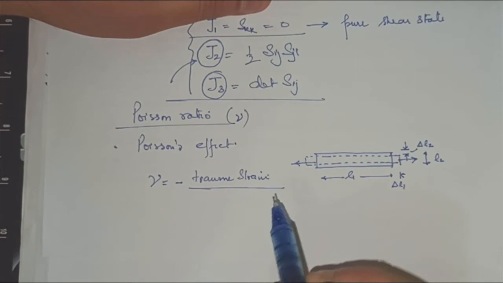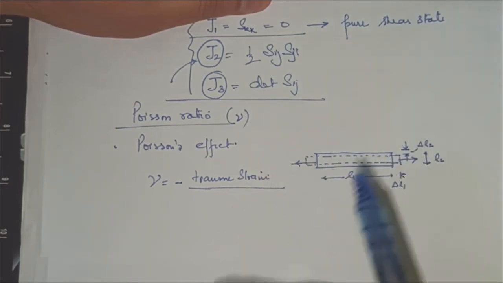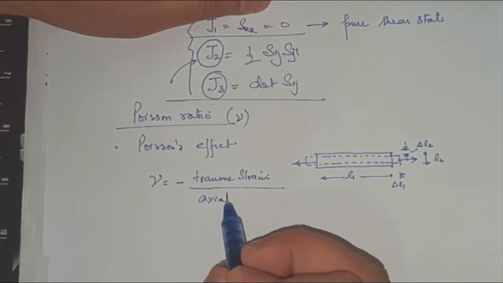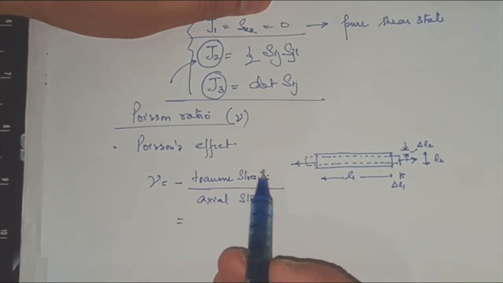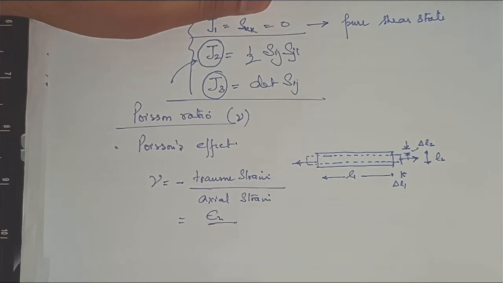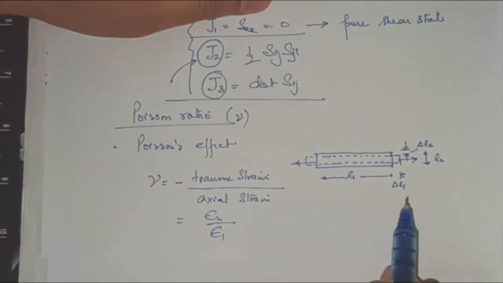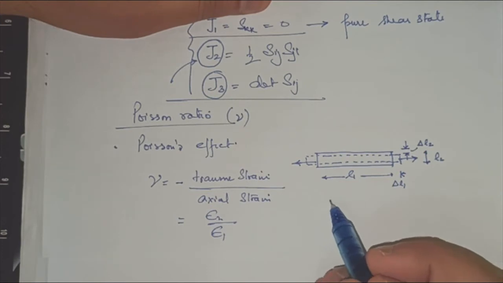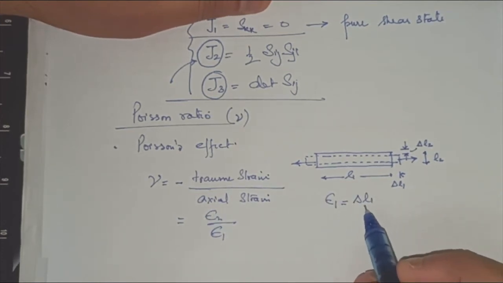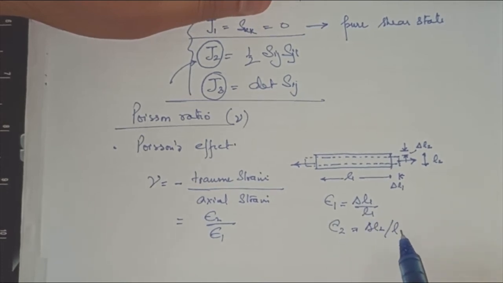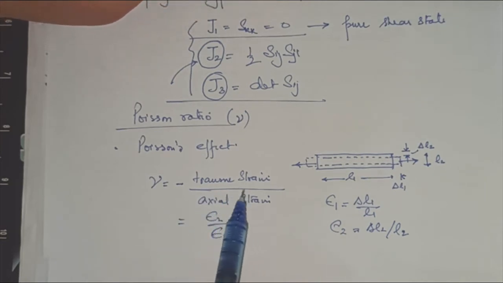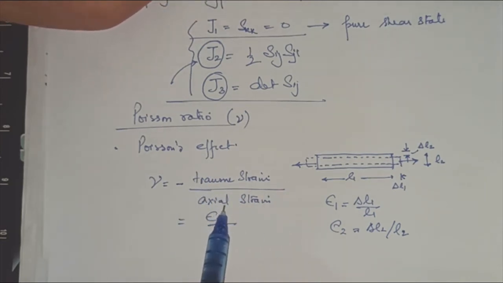Transverse, always remember, means the strain in the other direction, the non-loading direction, and the axial strain. Axial strain means the strain in the loading direction. So your transverse strain will be epsilon 2 and your axial strain along the loading direction will be epsilon 1, or you can say xx or yy also. Epsilon 1 is delta L1 upon L1, epsilon 2 is delta L2 upon L2. So these are your strain values. So what is the Poisson's ratio? It's the negative of the transverse strain by the axial strain.